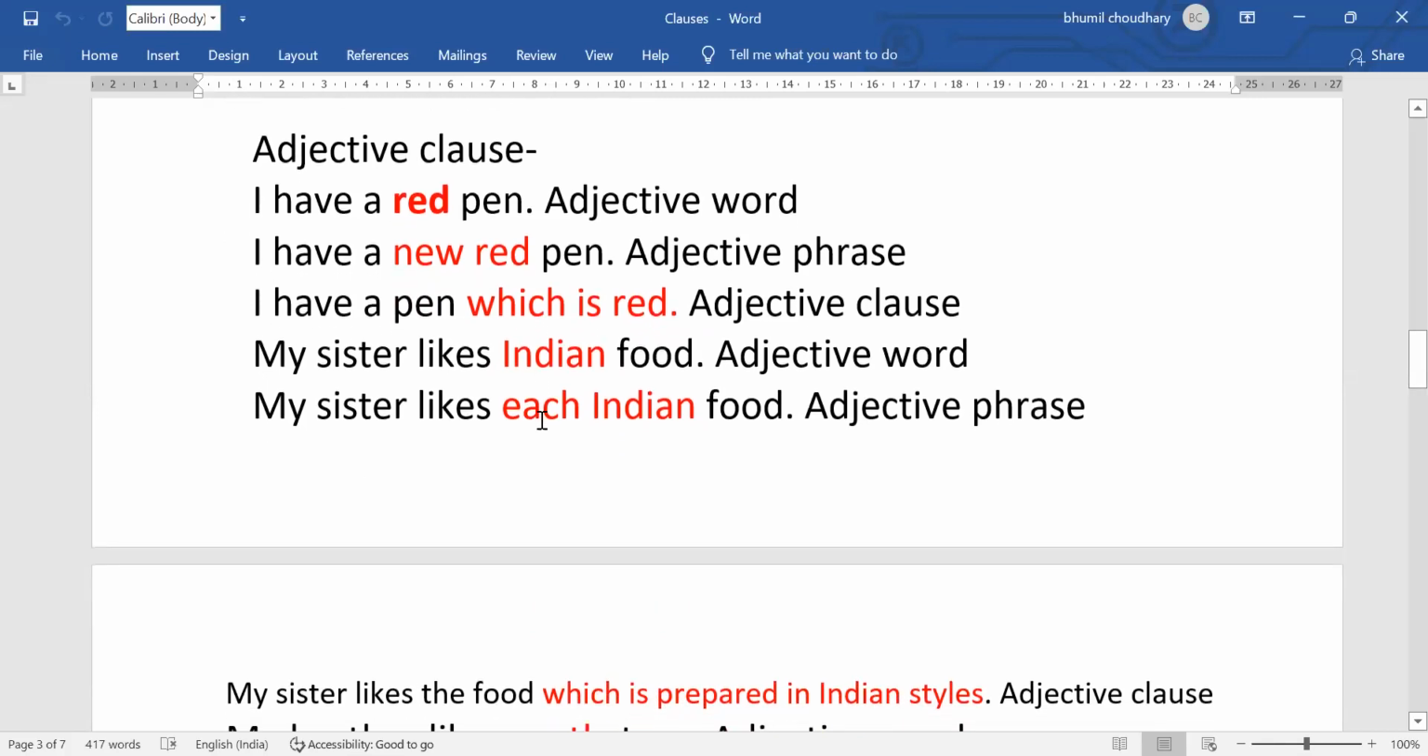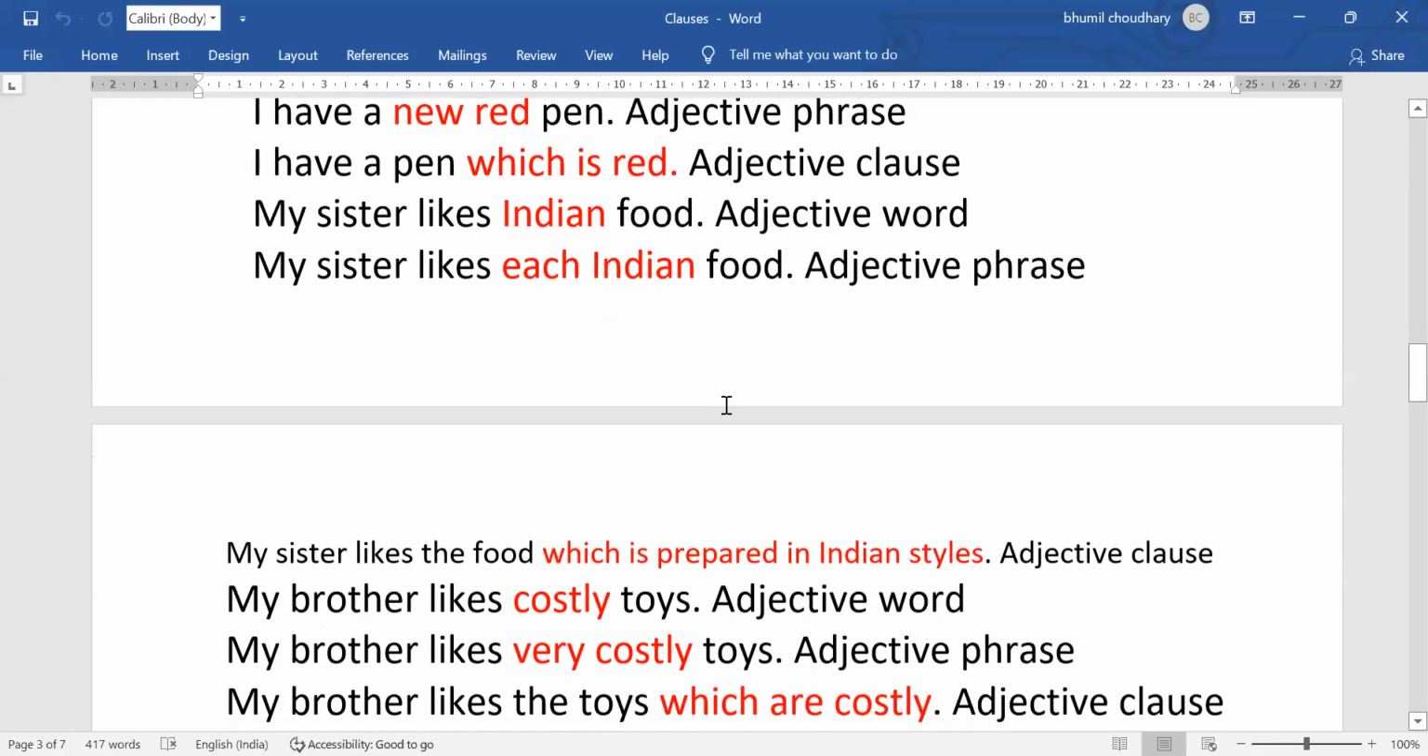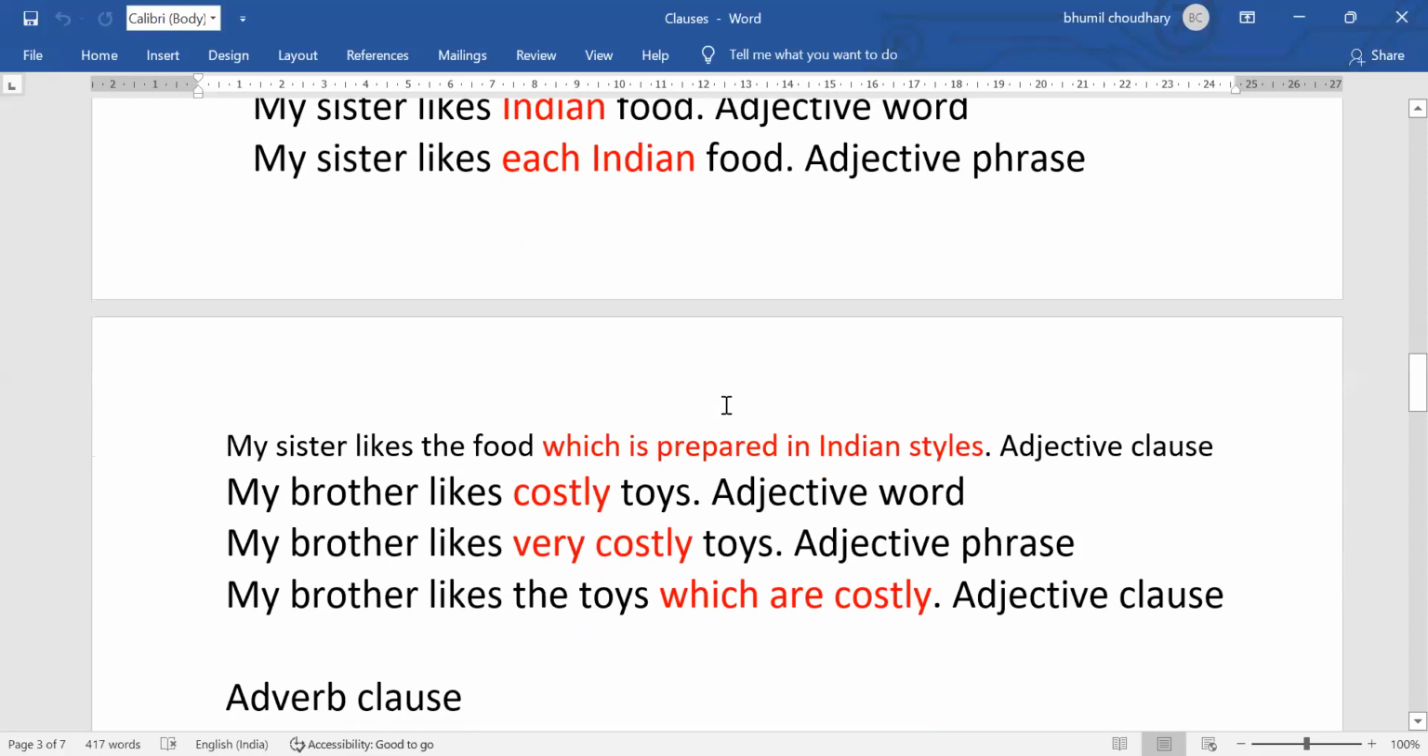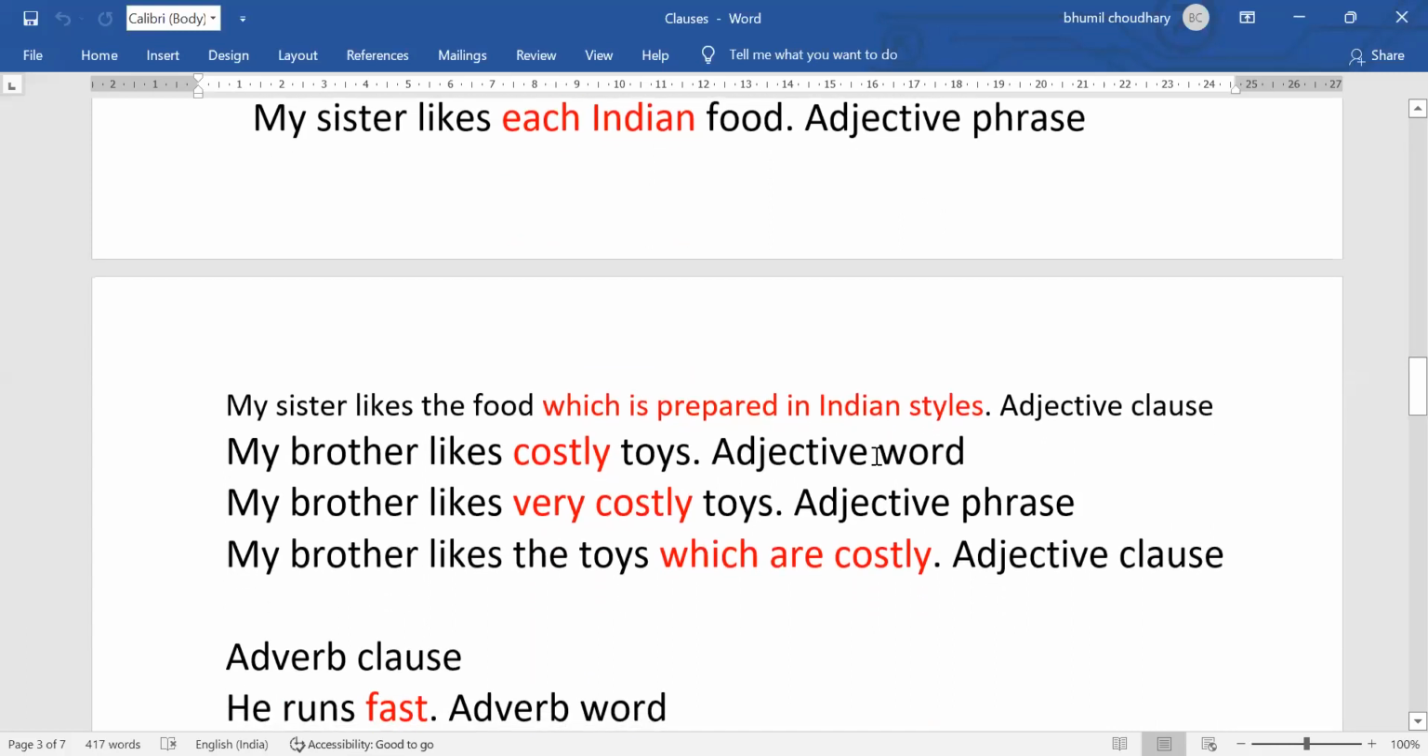But see the next sentence, my sister likes spicy Indian food. So these two words are describing the food, meaning what type of food, right? So these two words are called an adjective phrase. Clear? See the next sentence. My sister likes the food which is prepared in Indian style, right? So this complete clause is describing the food. This is not a word, this is a clause. So that's why this clause is called an adjective clause. Getting my point?